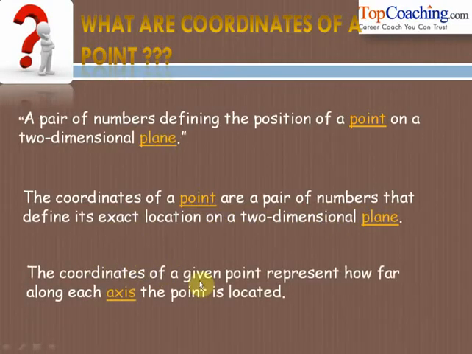Also, the coordinates of a given point represent how far along each axis the point is located. So the coordinates of any point help us to exactly find out the distance of this point from the x-axis and the y-axis. So what we can say is coordinates help us to exactly define the position of any point on the coordinate plane, and these are represented by two numbers, and these two numbers help us to exactly find out the distance of any point from the x-axis and the y-axis.